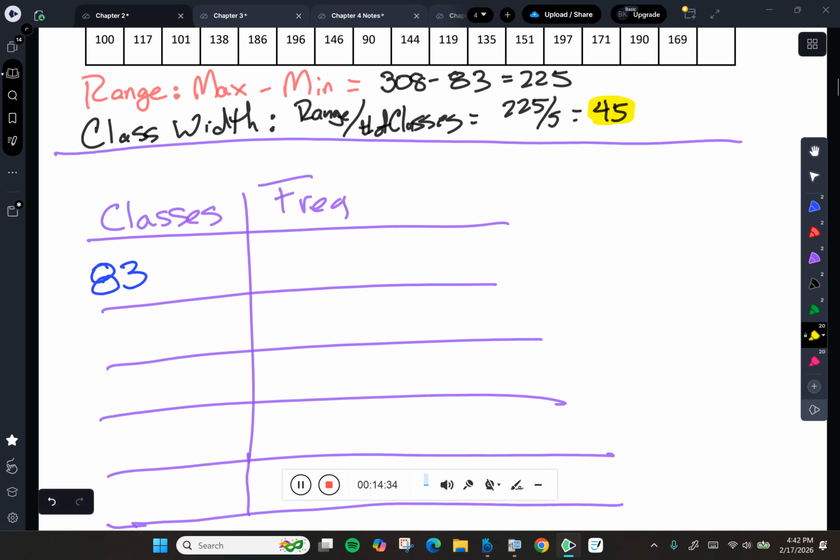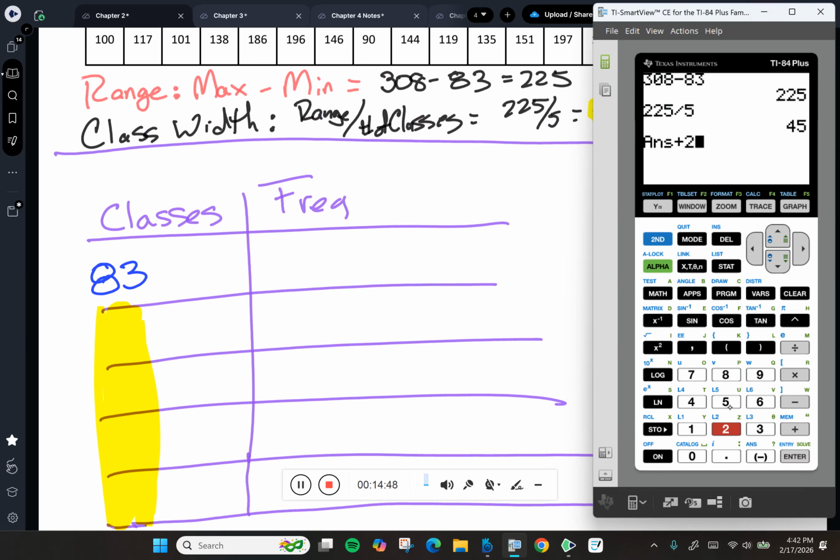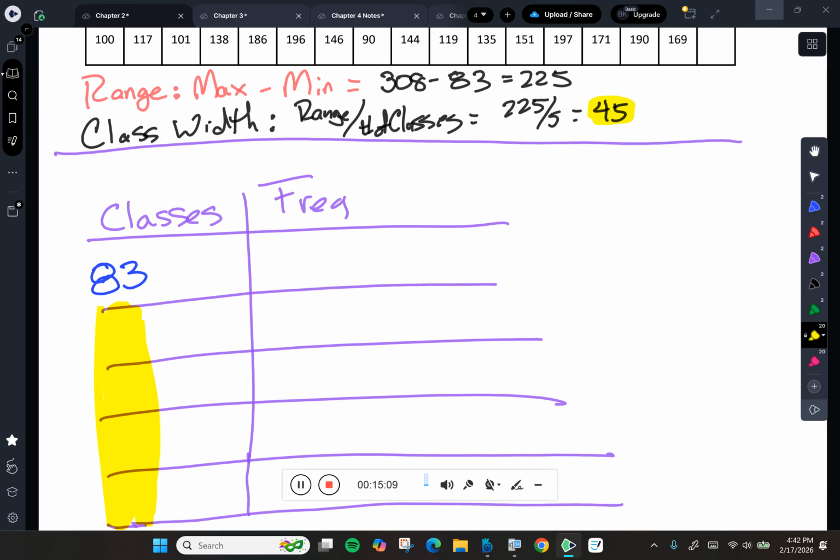Now to find the rest of the lower class limits that go down here, I need to take that 83 and start adding on class widths. So I'm going to grab my calculator and I'm going to say plus 20, oh, wait, nope. Plus 45, because that was our class width. I did that wrong. Sorry. 83 is my first, and then add that 45 class width, and I get that my next lower class limit is 128.